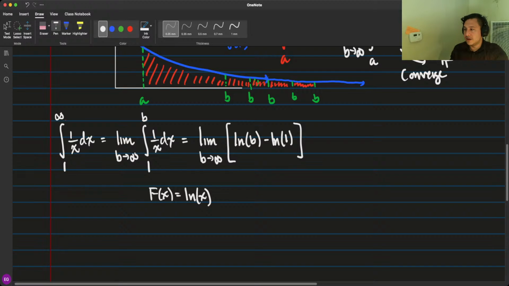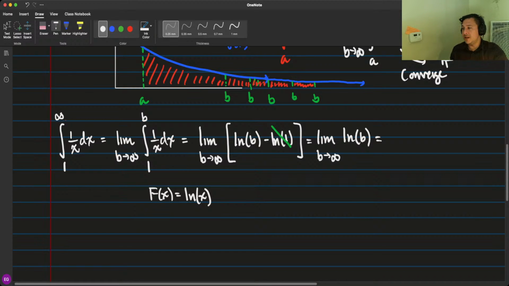What is the natural log of 1? Yeah, it's 0, because e to the 0 is 1. So that goes away, and you get the limit as b goes to infinity of just the natural log of b.